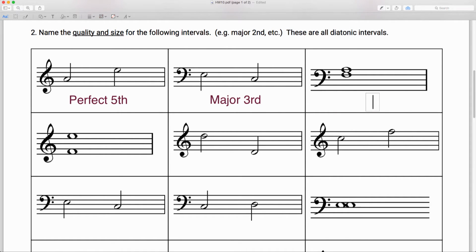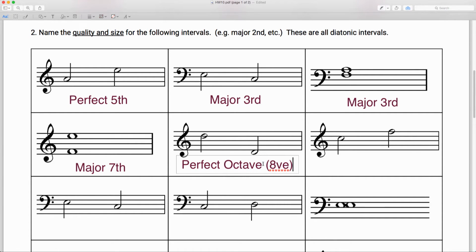Okay. How about this one? Rebecca, what do you have for that? Major 3rd. Excellent. Again, we counted a 3rd, so since it's a 3rd, it's a major 3rd. Next, I have this interval. Xavier, what's this? Major 7. Major 7th. Right. And then I have this guy. Jalissa, you want to take a crack at it? Perfect octave. Excellent.